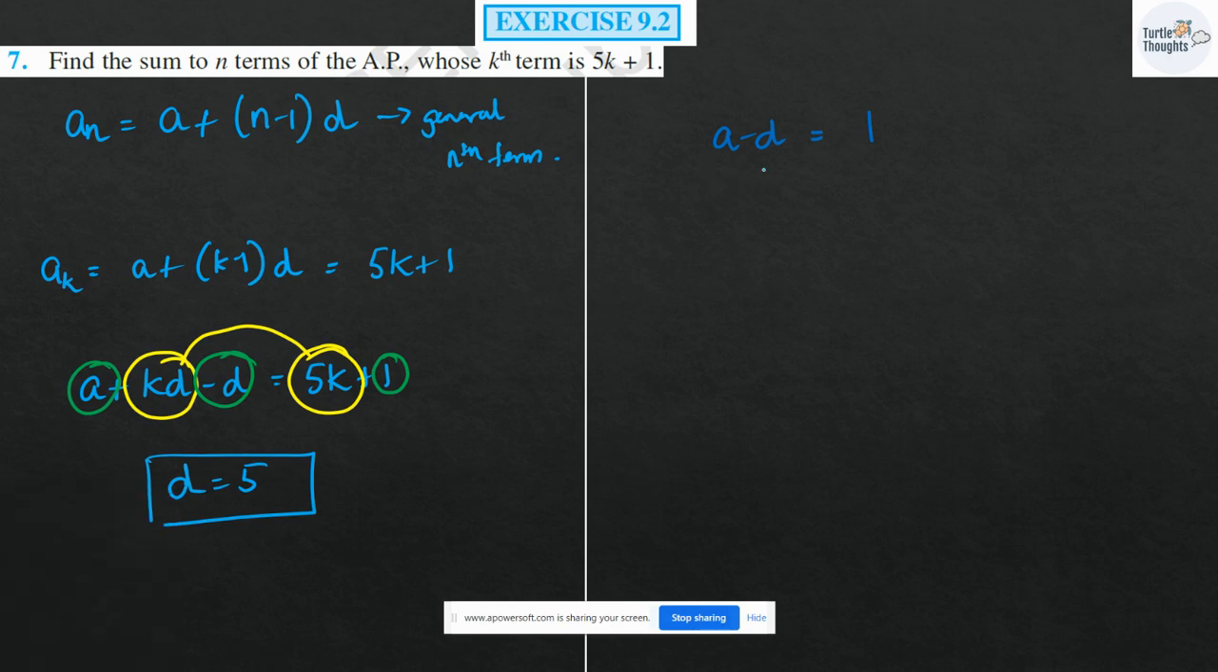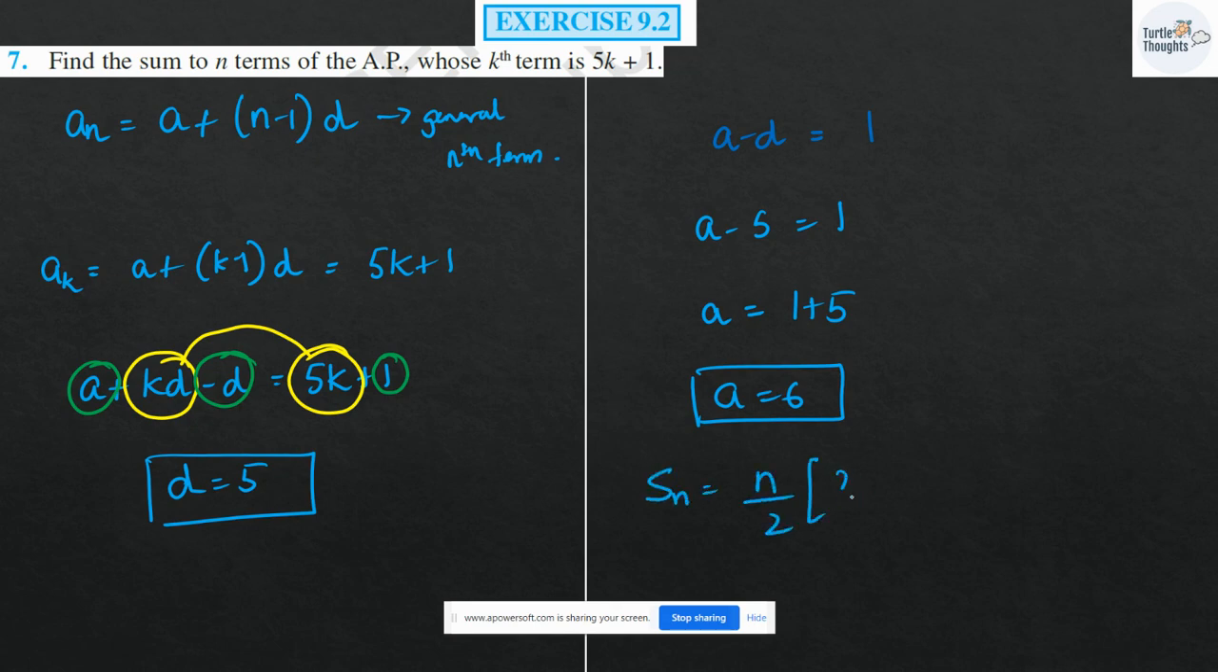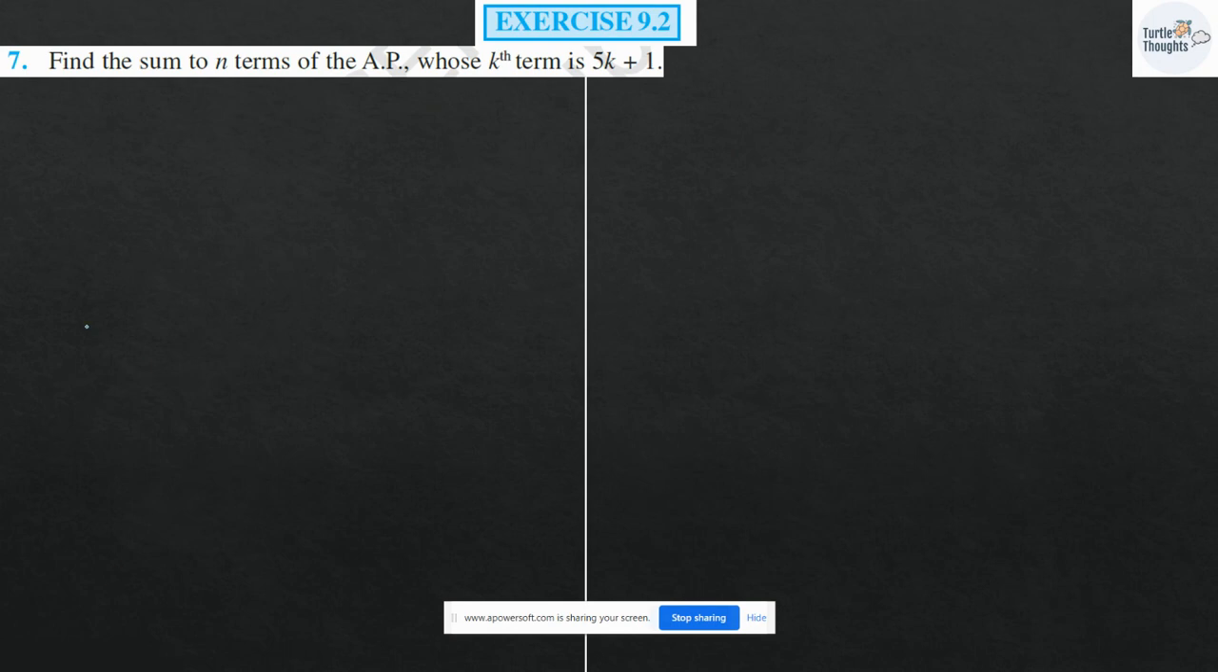Now, can I substitute the value of d here? Yes. So a minus 5 will be equal to 1, so a will be 1 plus 5, which is 6. This is your value of a. Now I have to find the sum of n terms. So Sn will be equal to n divided by 2 multiplied by (2a plus (n minus 1) into d). If I substitute all the values, I will be getting the answer.